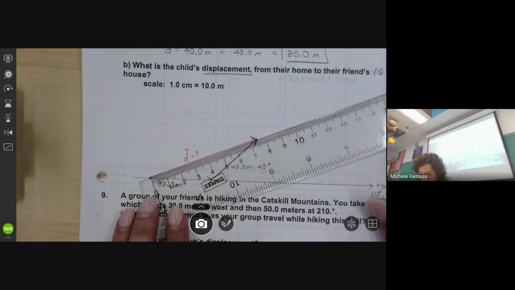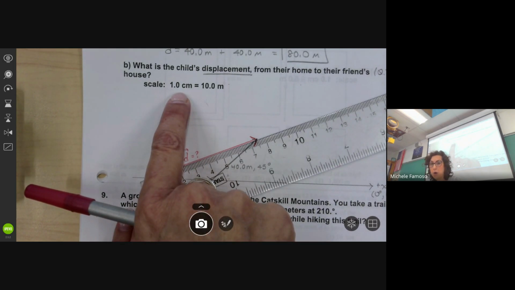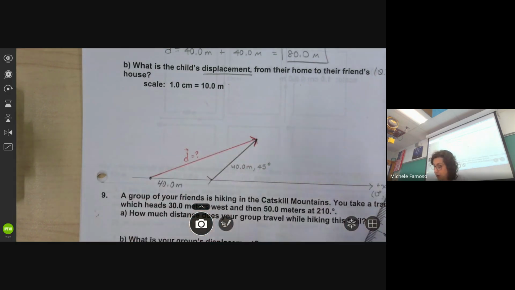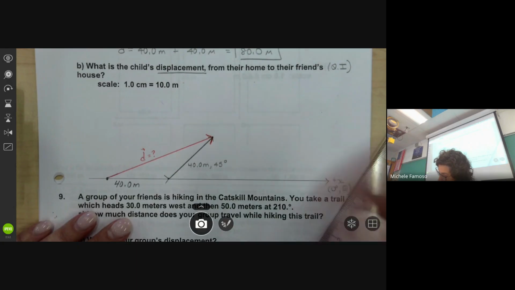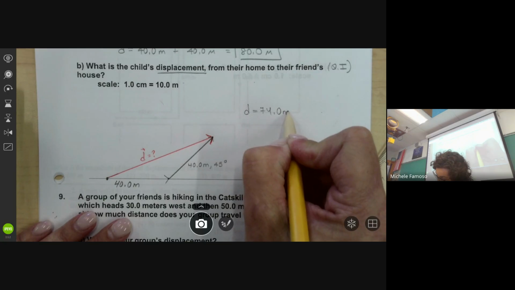I'm getting 7.4 centimeters when I do it. Are you getting about that? Okay. In this scale, 7.4 centimeters would be 74.0 meters. So off to the side, I'm going to indicate that my displacement is 74.0 meters.